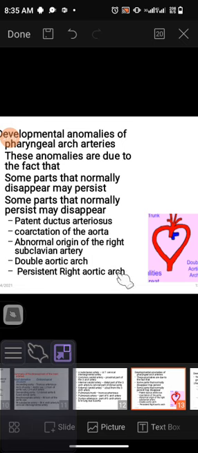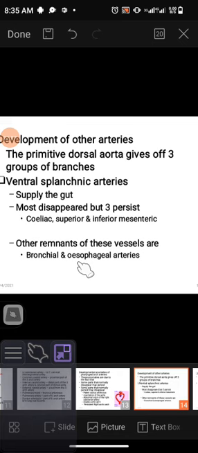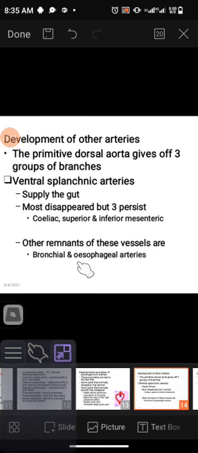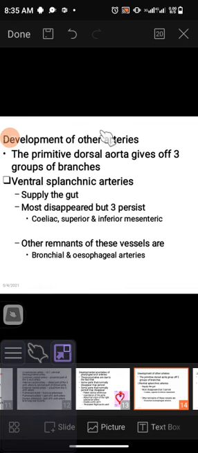You should only have the left one from the left horn of the aortic sac. If it's double, that means the right one persisted. Okay, that's a problem. Development of other arteries.